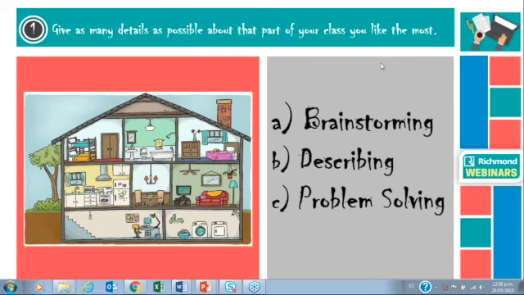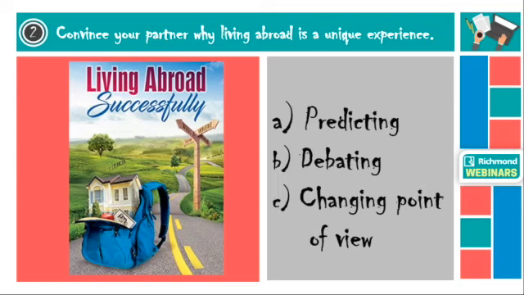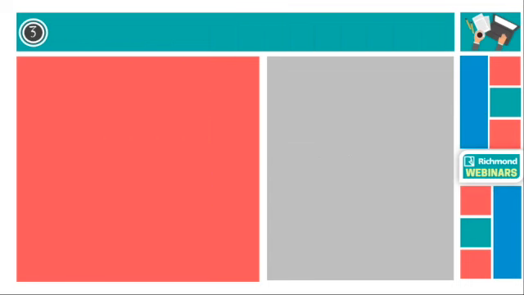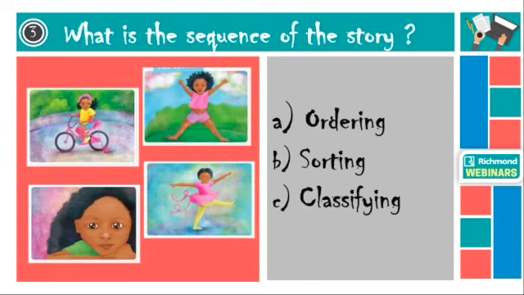I'm going to move to the second question. Convince your partner why living abroad is a unique experience, right? Your options are predicting, debating, changing point of view. Convince your partner. Okay, one more. Number 3. What is the sequence of the story? Ordering, sorting, classifying.